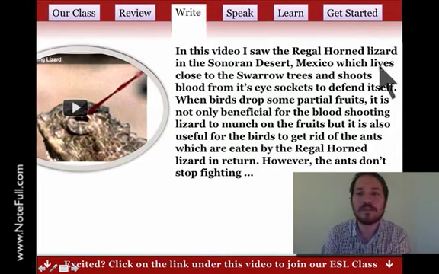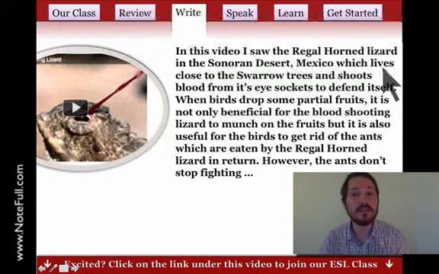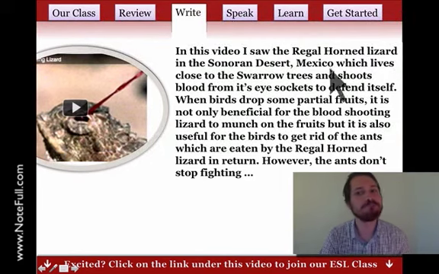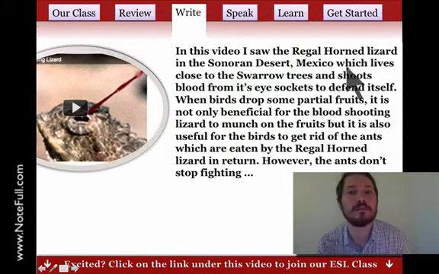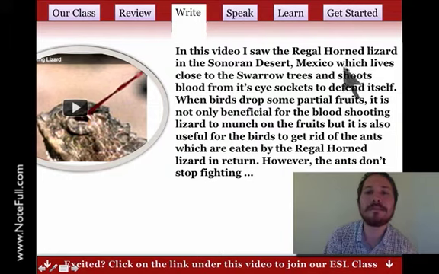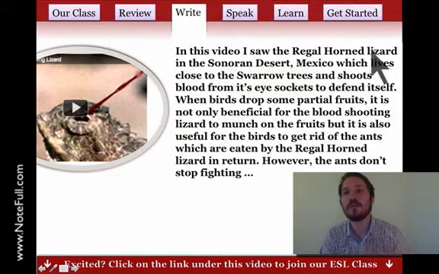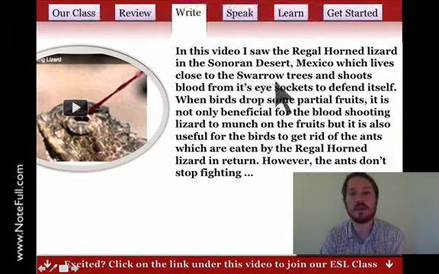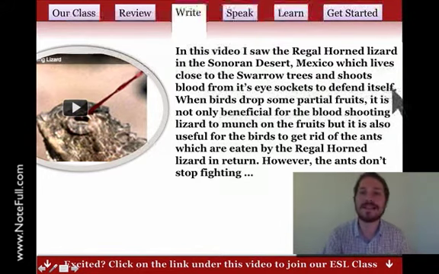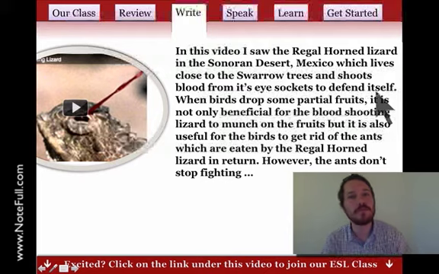Now, this adjective clause, which lives, it's describing what? Describing Mexico? No, actually it's describing the lizard. So we have to put it after our noun. We can say the regal horned lizard, which lives close to the saguaro trees and shoots blood from its eye sockets to defend itself. All right, and I like this defend itself because we're using that pronoun that we learned a couple weeks ago, right?